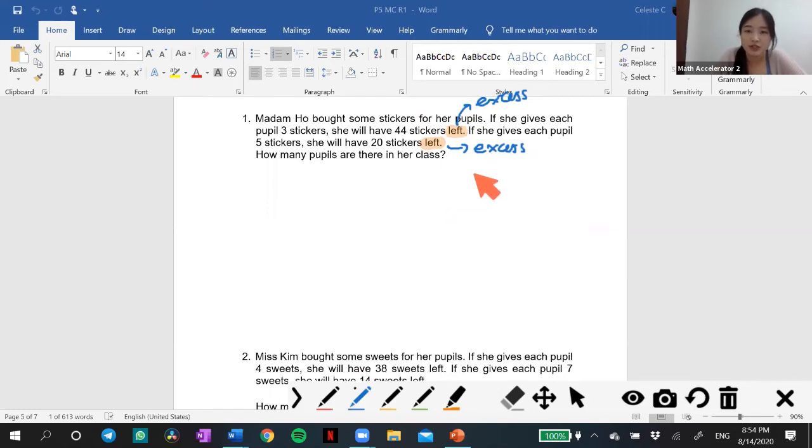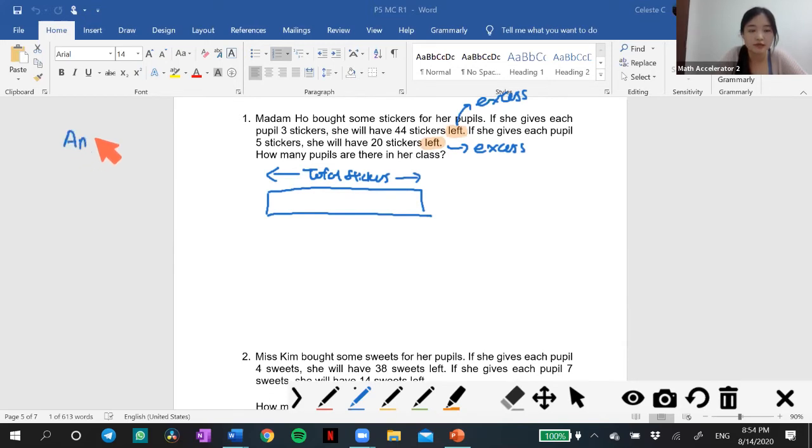Okay, so this time around, in this question, you have 2 excesses. Compared to the previous question, where you had 1 excess, 1 shortage. So you always identify how many excess and shortage first. So with that, then you can do the model. So the model will look like this. Start with total number of stickers. For those of you who have tried, your answer will be 12. So you can try the next question if you're confident.